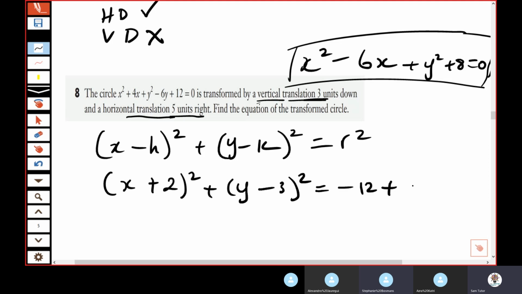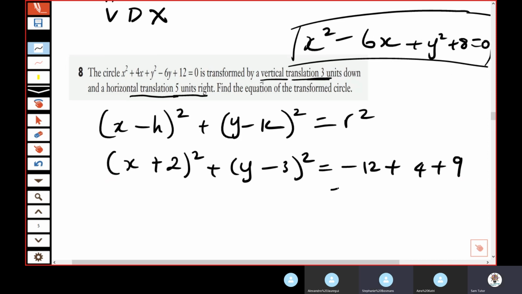Yeah. That line, that's what I have. Exactly that line? Yep. Yeah, that's good. So 4 plus 9 is 13. 13 take away 12 is 1. So you know what the original circle is.